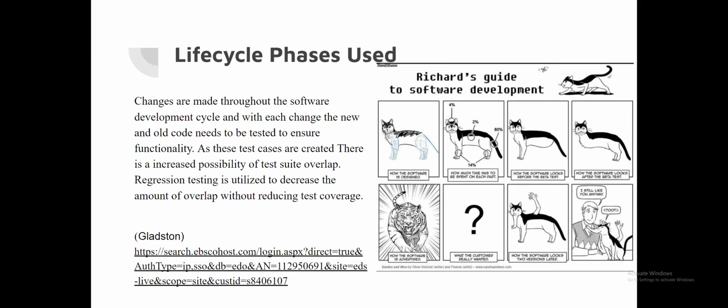The life cycle phases where regression testing is used is just about every phase. As changes are made to the code, they need to be tested, as well as the old code needs to be tested for functionality. Also, as test cases are developed, regression testing can be utilized to decrease the amount of overlap within the test suite.